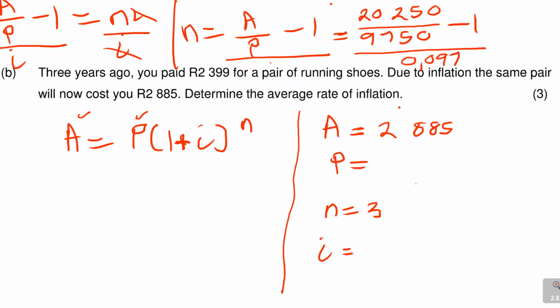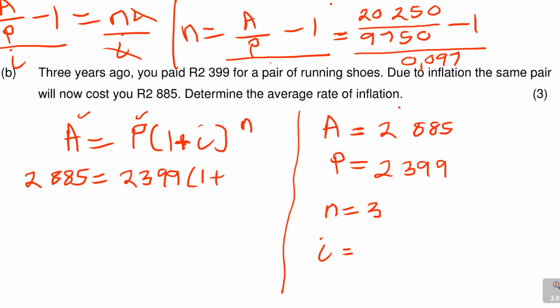So this is the future, and then the principal is 2,399. So let's do it. You've got 2,885 is equal to principal, which is 2399 bracket 1 plus interest rate. Oh, by the way, what do I suggest? You are looking for I. Make I the subject first. Don't put numbers here, they will confuse you because you have to write number after number. So let's make I the subject.